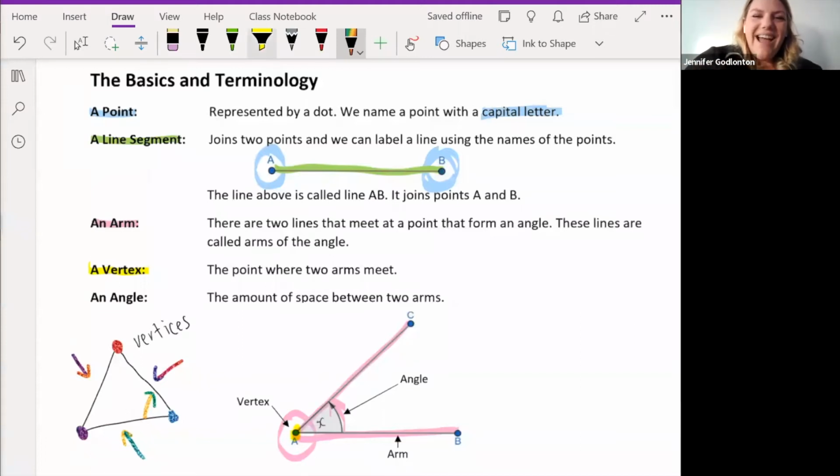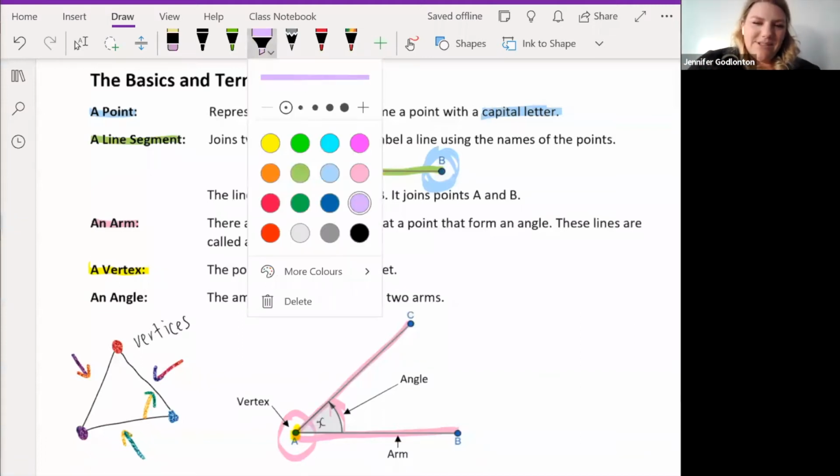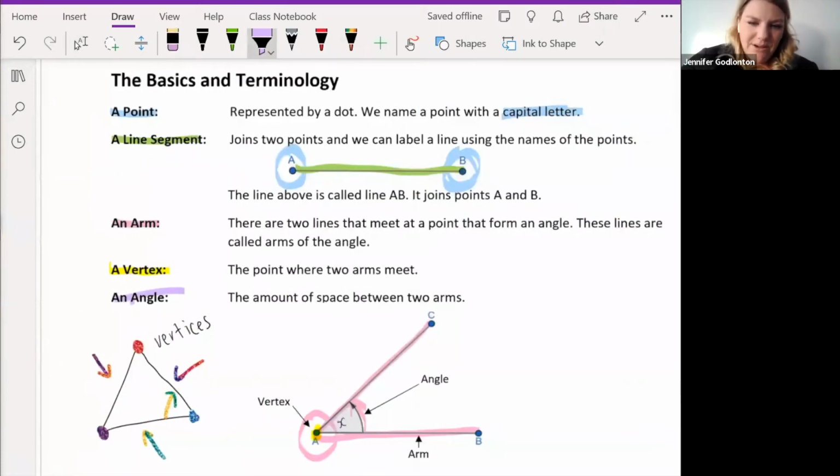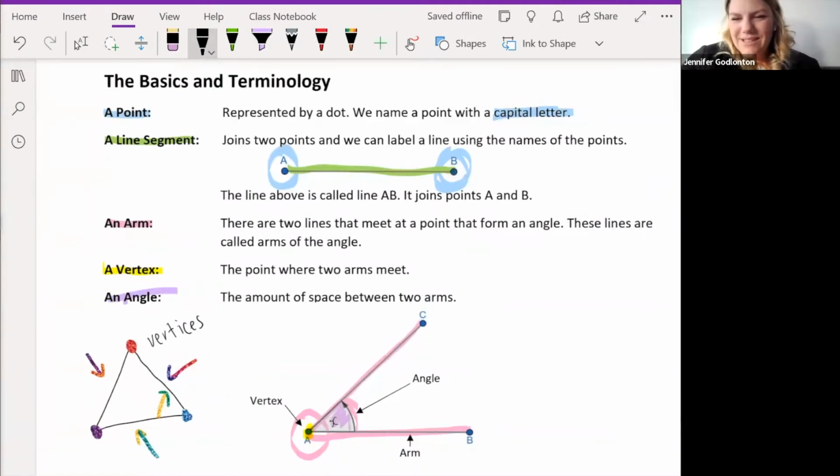Okay, and then an angle, which is the thing we're going to spend the most time with, obviously. An angle is that space between the arms. So this over here, that's my angle. So let's see if you remember a few things. Tell me if you can tell me what type of angle that is. If that angle had a name, what type of angle would that be?